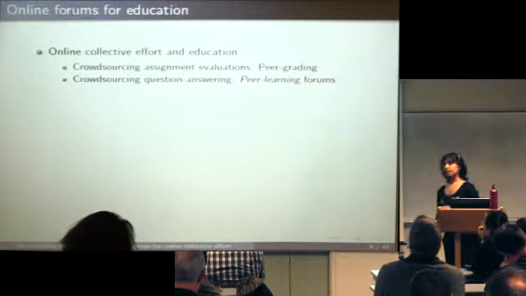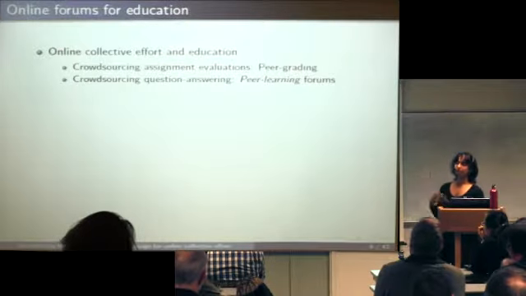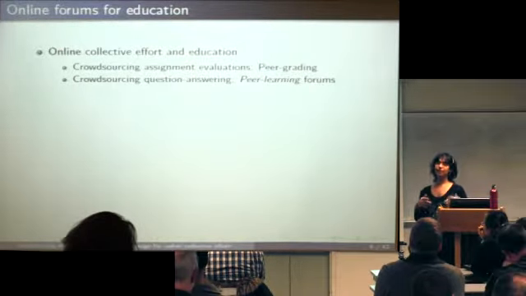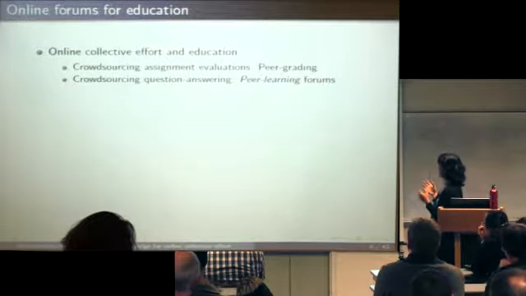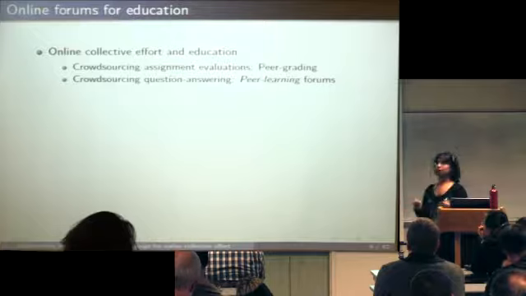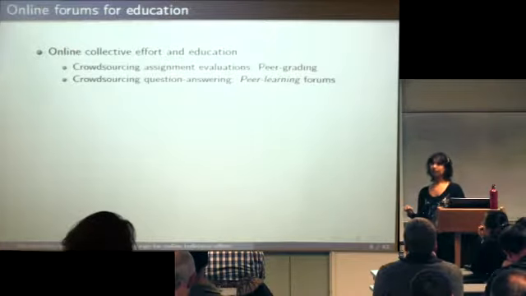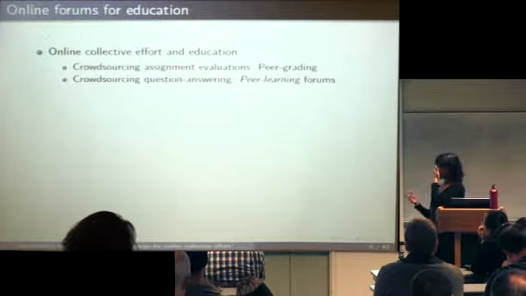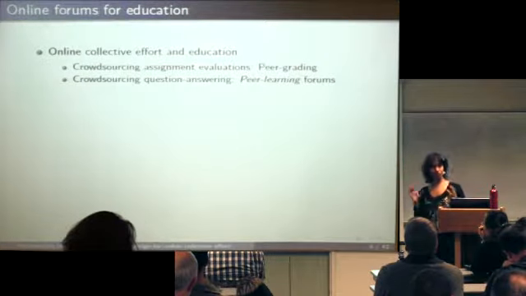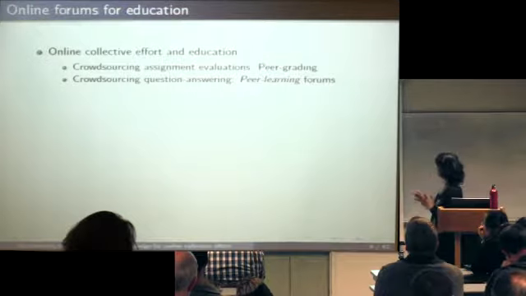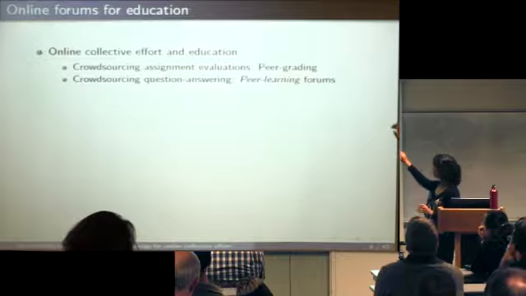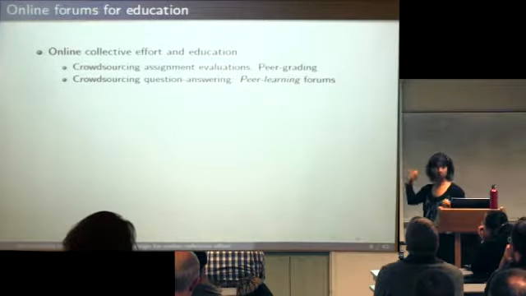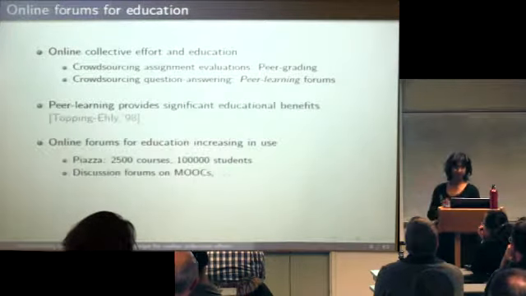And the scale of students that can be reached with the web has led to very large online classrooms. And so you need to solve the problem of how to evaluate assignments and how to answer questions. The solution has been to turn the problem back to the crowds: there's peer grading for crowdsourcing assignment evaluations, and there are peer learning forums for crowdsourcing question answering. And what I'm going to focus on is the second part, crowdsourcing question answering.